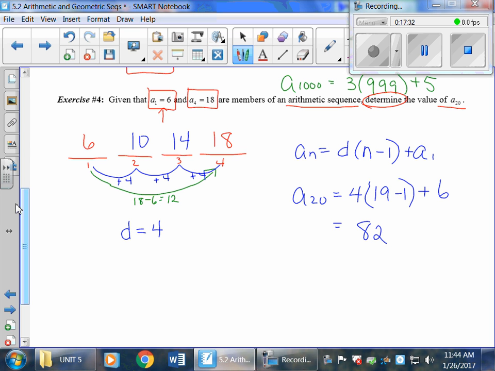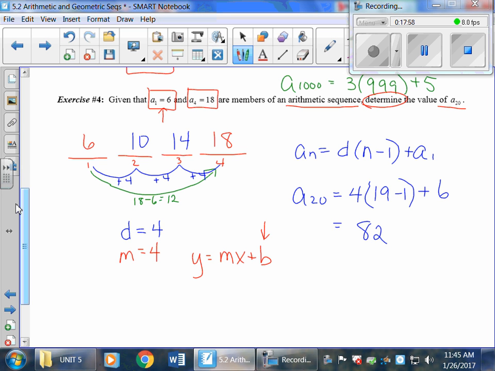Now there is another way that you can approach an arithmetic sequence, because an arithmetic sequence is basically a linear function. So what you can do is determine what the slope is, because obviously if your common difference is 4, that's also going to be your slope. M is 4. And the only other thing that you need, remember you have y equals mx plus b, is your y-intercept.